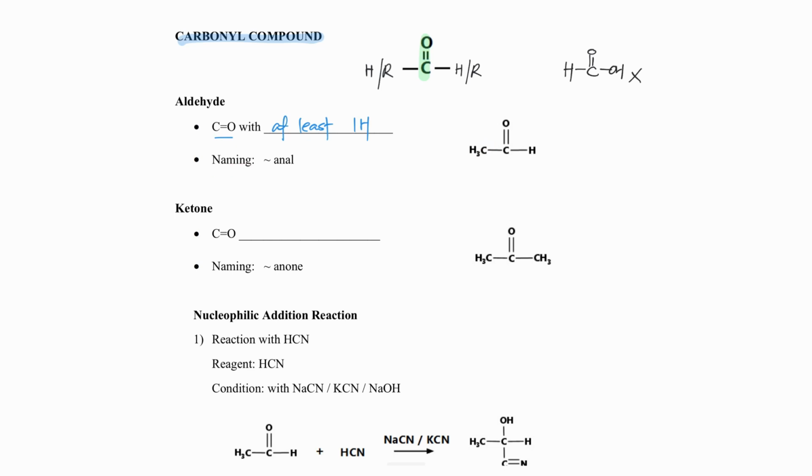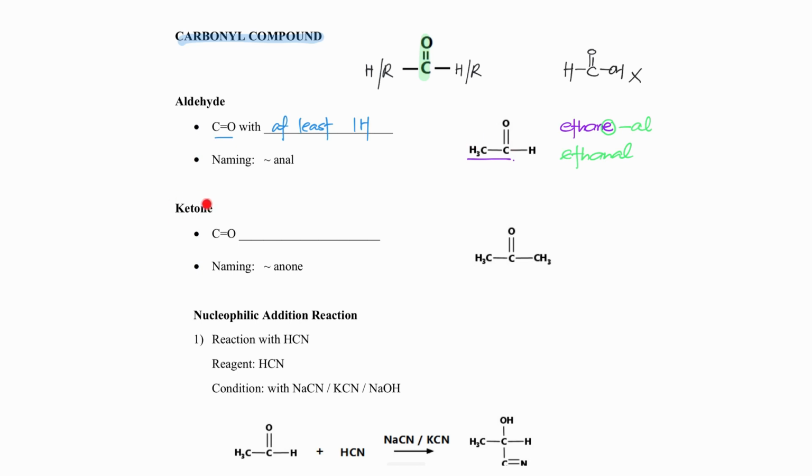So the naming of aldehyde ends with A-N-A-L. So let's make this an example. We have the longest carbon chain with two carbons. So two carbons, if it is an alkane, we will name it as ethane. So for aldehyde, we have to end it with al. So then we will have ethanal as the name for an aldehyde with two carbons.